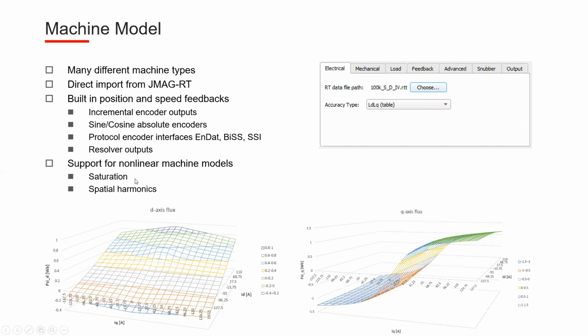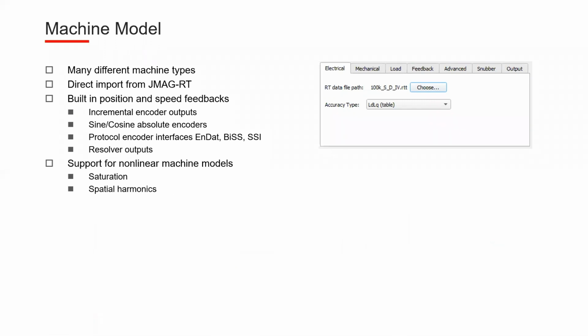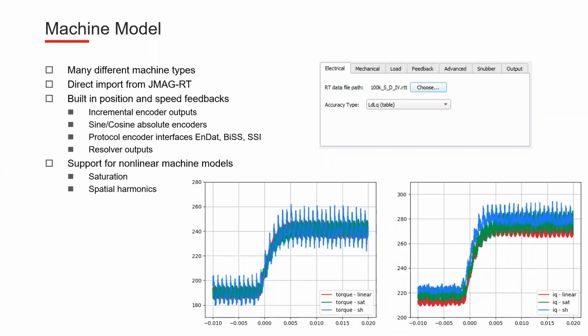And finally, since we've already mentioned JMAG-RT, in order to support the JMAG-RT models, we need to also be able to support saturation and spatial harmonics. And where does this come into play? These high fidelity models are so we can see the performance of our system.